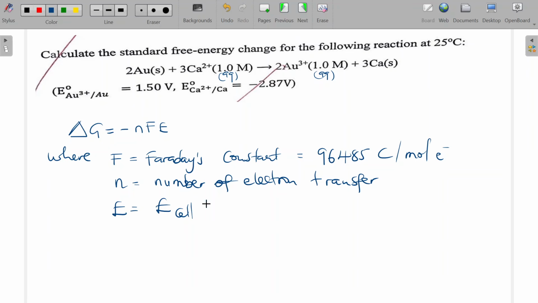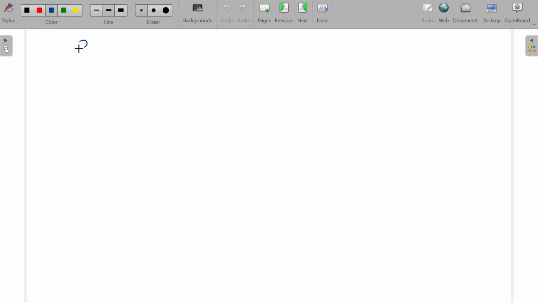Are we together? Yes, sir. All right. So this is the formula for standard free energy. They specified 25 degrees Celsius, so you just confirm with this, but I'm sure it's correct. This is the one, 96485. They'll give you these constants. Now, when you're solving this question, you have a reaction. It involves 2 gold, which was a solid, plus calcium 2 plus ions, which was in aqueous, so they wrote 1 molarity.